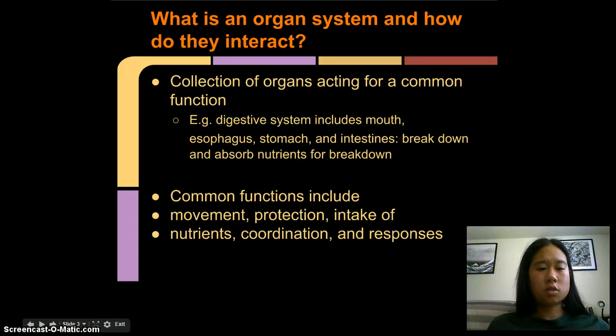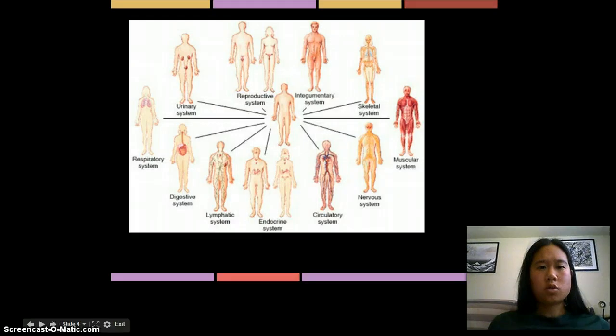Looking overall at all the systems, some common functions include movement, so these would be things like our skeletal muscle system, protection, for example, our immune system and the integumentary system. The integumentary system is also known as skin. Other functions are intake of nutrients, coordination, and responses to things in our environment. Here are some examples of the systems. Notice they're all related, ranging from things like the reproductive system to the muscular system and the lymphatic system.